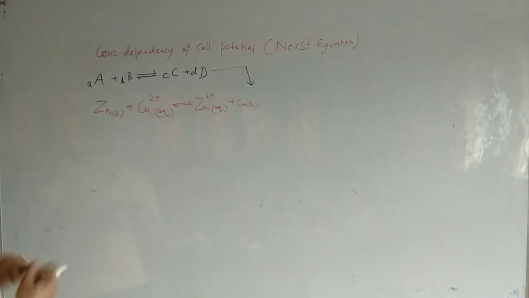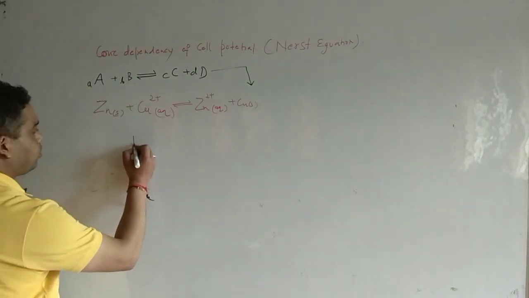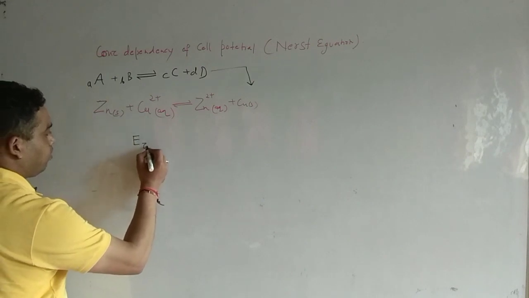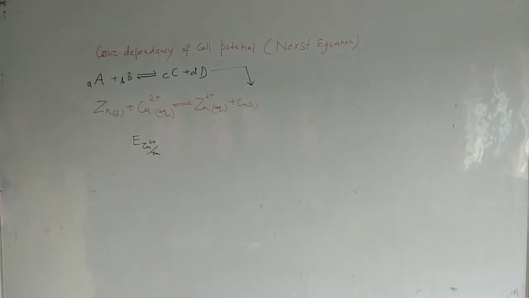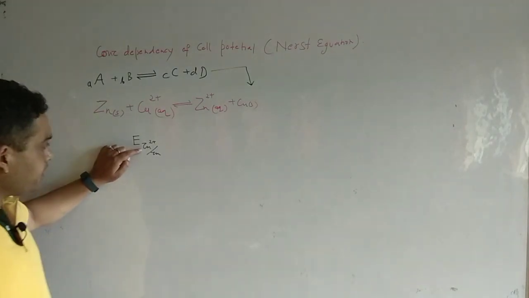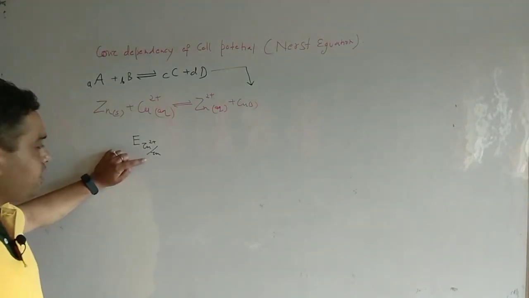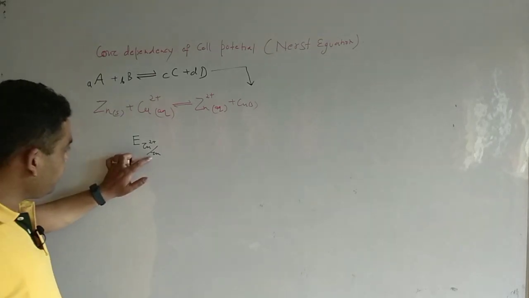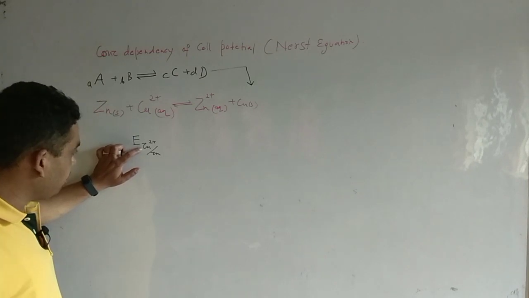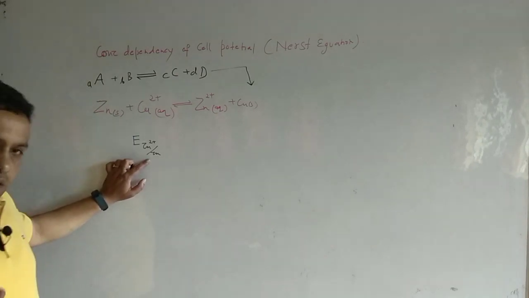You can think in this way, right? I can write the electrode potential for Zn2+ by Zn. Why am I writing it as Zn2+ by Zn? Why am I not writing it as Zn by Zn2+? Zn is above and Zn2+ is down.